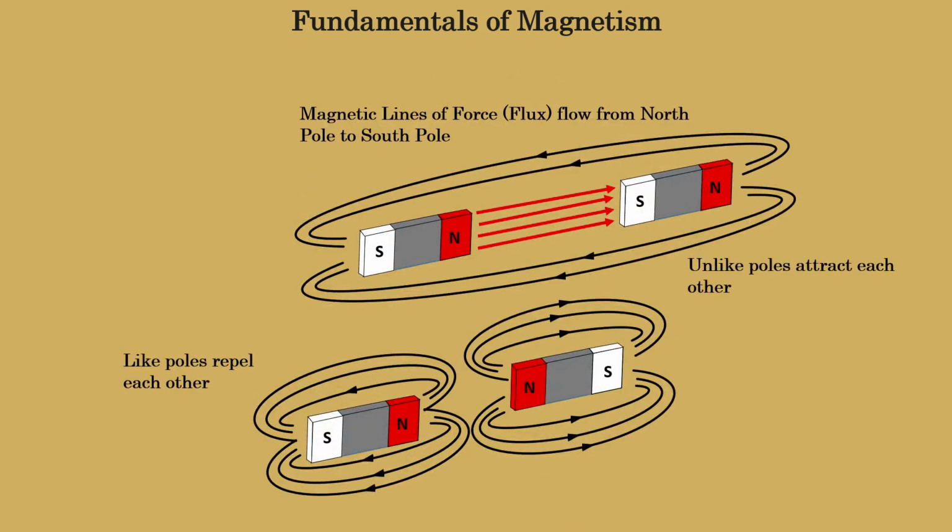Everyone has had experiences with magnets. Attraction and repulsion are two basic principles of magnets. Magnets have north and south poles. Unlike poles attract each other while like poles repel. Magnetic flux refers to the flow of lines of force between two poles, and flux lines of force always flow from the north magnetic pole to the south pole.